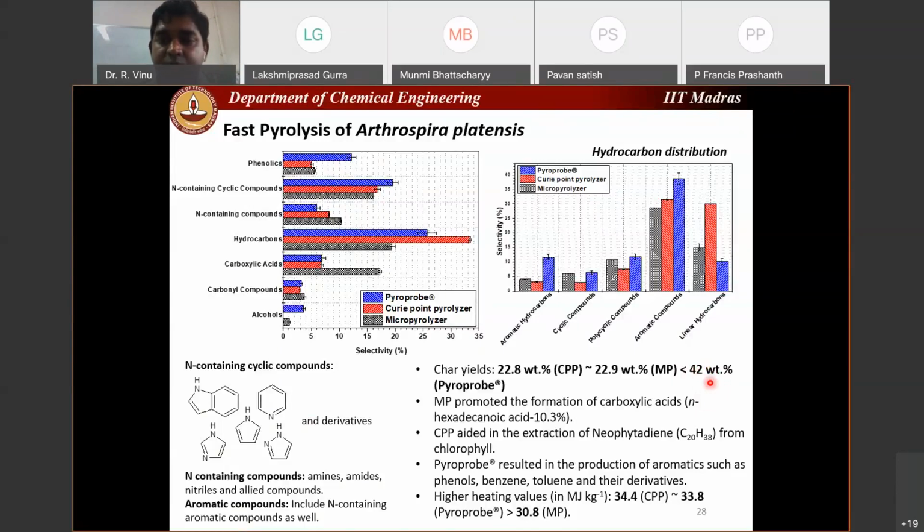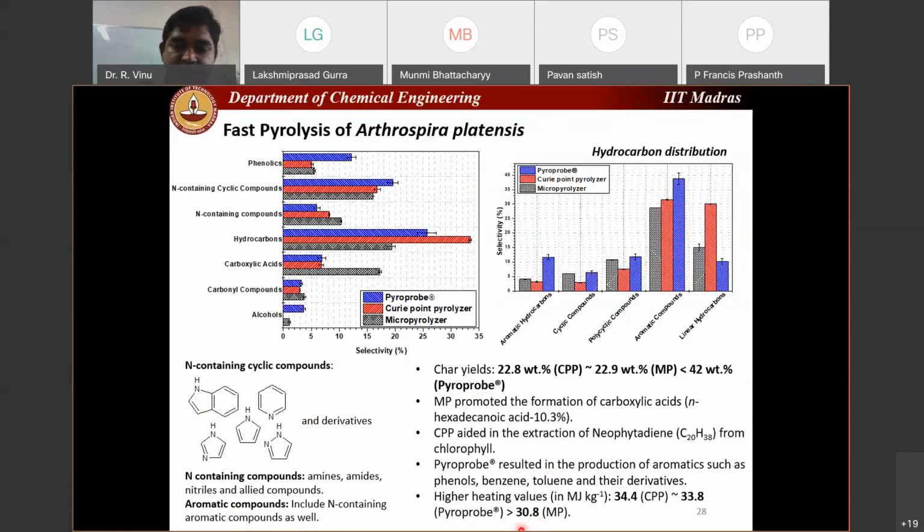Okay, and if you go into the details of the hydrocarbon distribution, this is a typical distribution. You can see aromatics are more from the pyroprobe. Again, this corroborates the fact that phenolics are also aromatics, but you can see that aromatics generally are going to be higher, from the polycyclic aromatic hydrocarbons. And these are aromatic oxygenates, right? Those are significantly high from a pyroprobe.